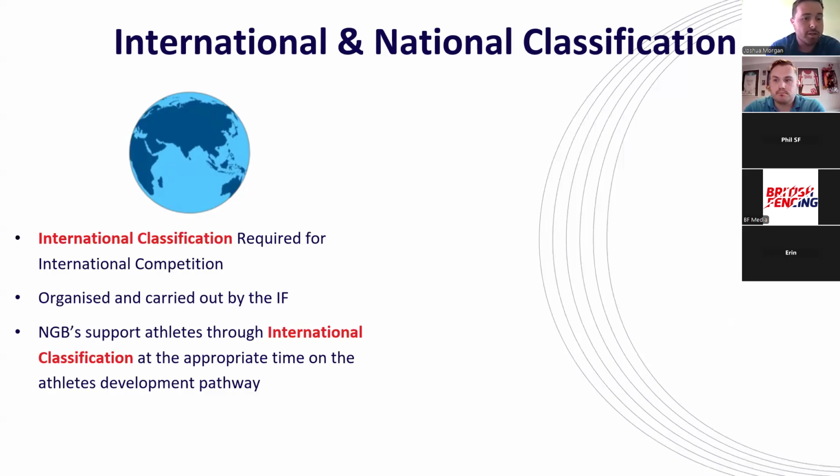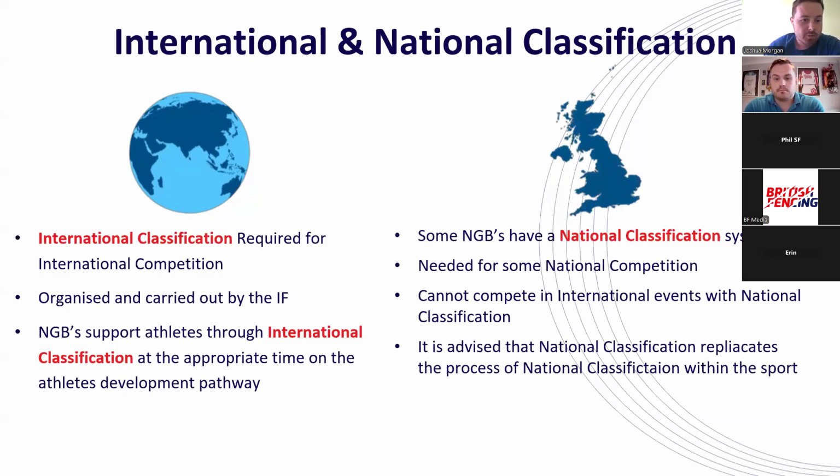These classifications are organized and carried out by the International Federation, and national governing bodies will support their athletes through classification at the appropriate time on their development pathway. So when an athlete is ready to step up to international classification, your NGB will support you through that process. The difference with national classification is that not all NGBs have a classification system nationally, but some do. Some will outline if it is needed for certain competitions, which could be maybe a national championships, and that must be clearly outlined in their classification rules for which competitions you can and cannot compete in, whether you have a national classification or not.